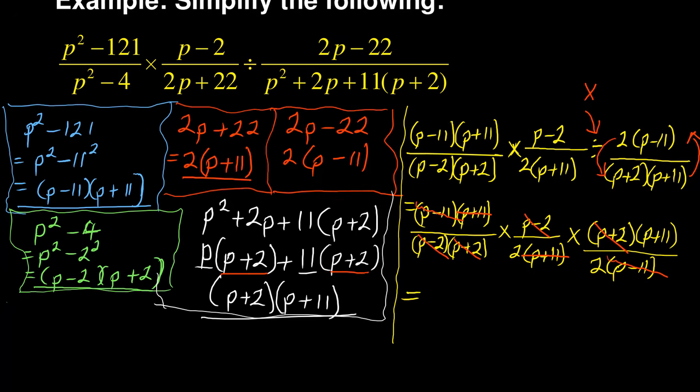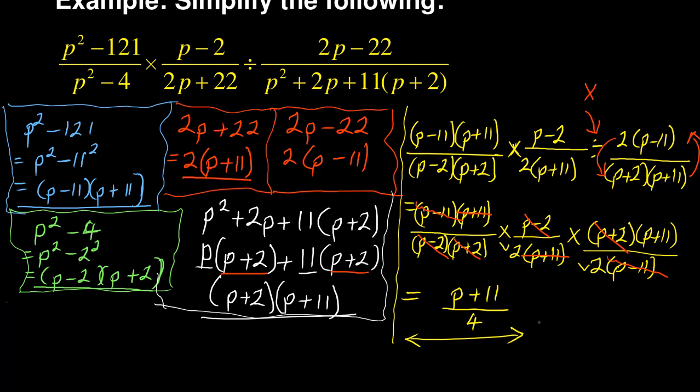On top you can see that only what was not cancelled was p plus 11 over, and then at the bottom you can see that what remained is 2 times 2. You can see that I have a 2 there, I have a 2. Now 2 times 2 is a 4. So this is the final answer that remained, to say p plus 11 over 4.